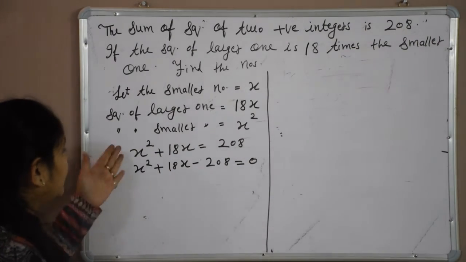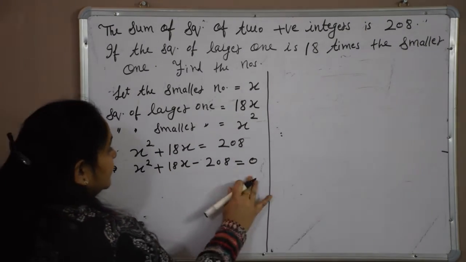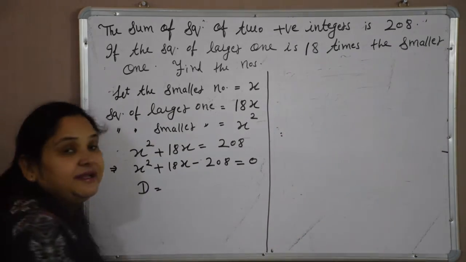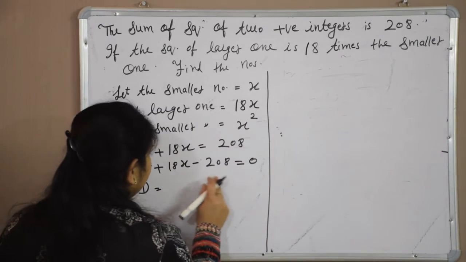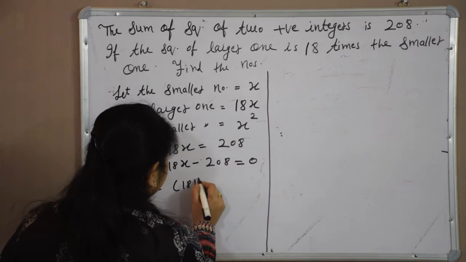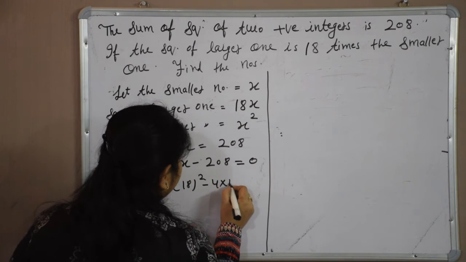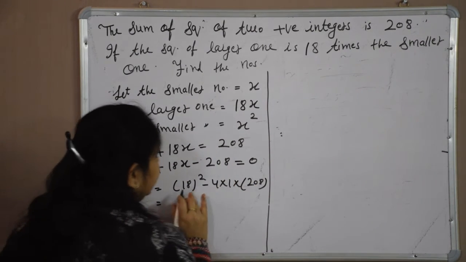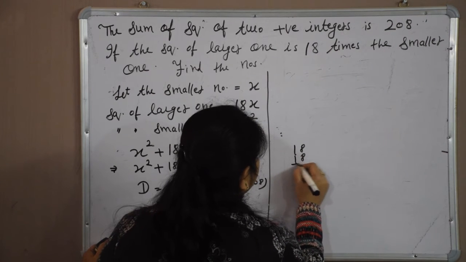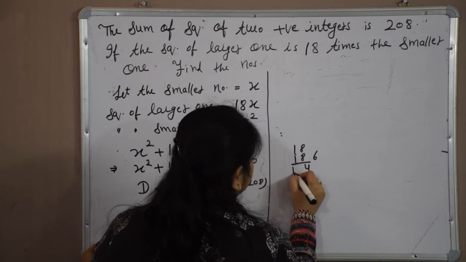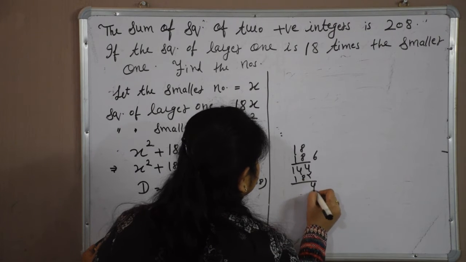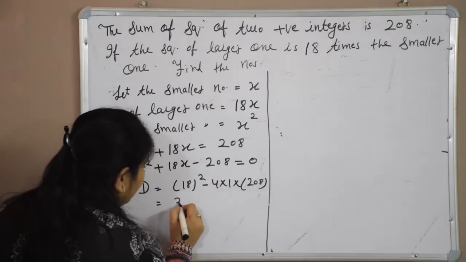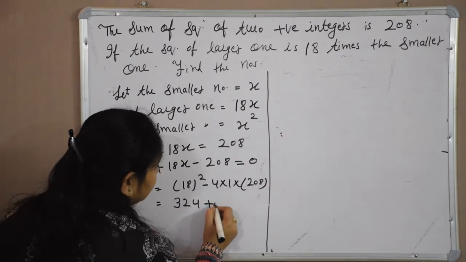This is our quadratic equation. Now for the quadratic formula we need to find D first. Here D is equal to b square minus 4ac, that is 18 square minus 4 into 1 into 208. And 18 square, we will first find 18 square. 324. So I am telling you how we can use the quadratic formula.